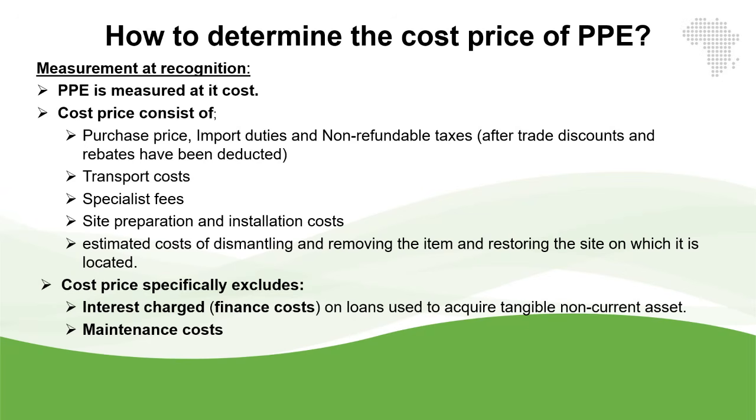What will also form part of your property, plant, and equipment cost price? It will be your transport cost that you incur to bring that particular PPE to the location where it's going to be used. What else? The other cost that will also feature in it will be your specialist fees. For example, if you buy property, plant and equipment that requires a specialist before it can be actually used, that cost needs to be capitalized to the cost price of the property, plant and equipment.